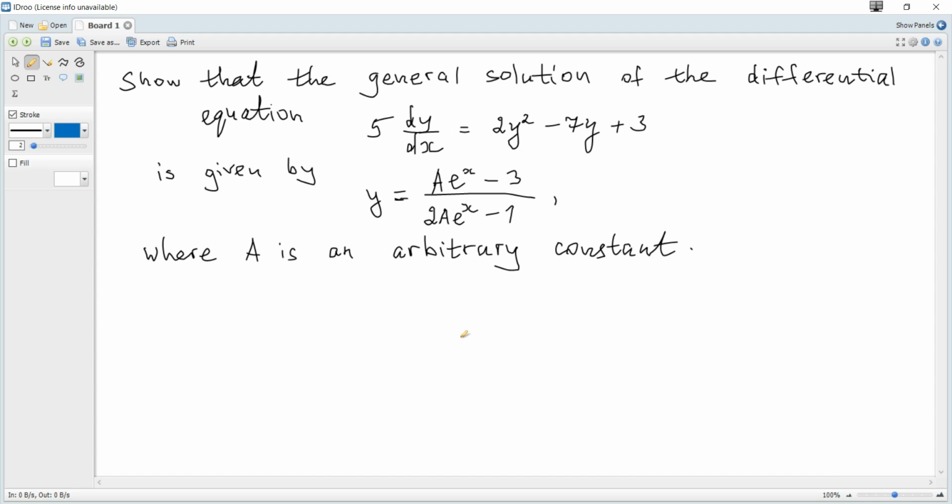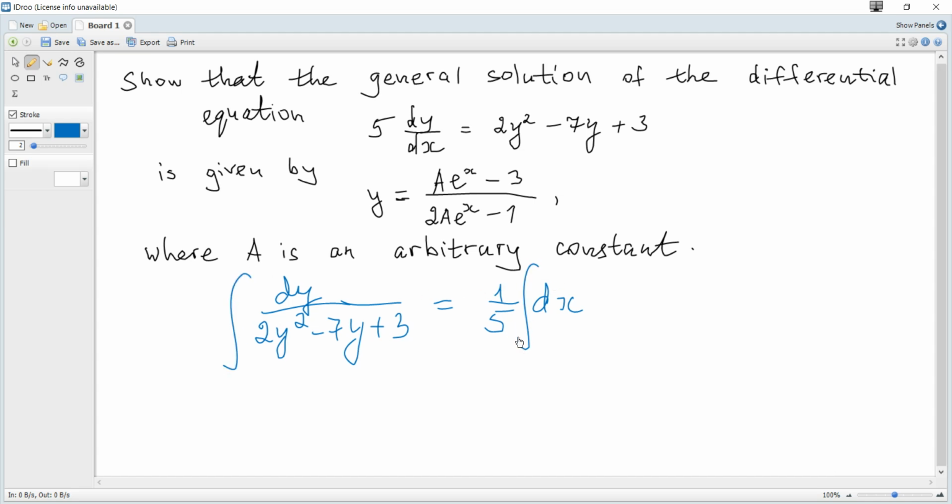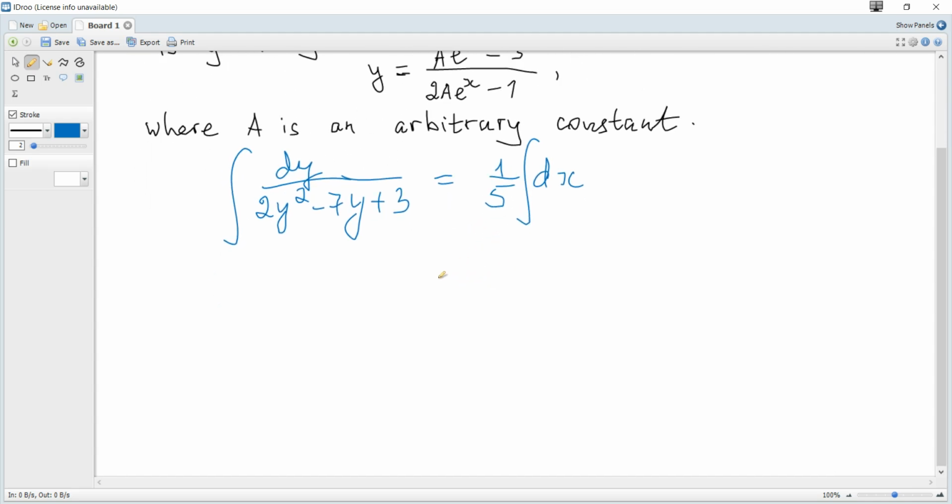Shows that the general solution of the differential equation given is given by. So we need to solve this differential equation, and we can see that we can separate variables, and it becomes dy over 2y squared minus 7y plus 3 is equal to 1 over 5 dx. The 5 may be on the left hand side, it doesn't matter. Then we do the integral, and the question is how to take the integral on the left hand side.